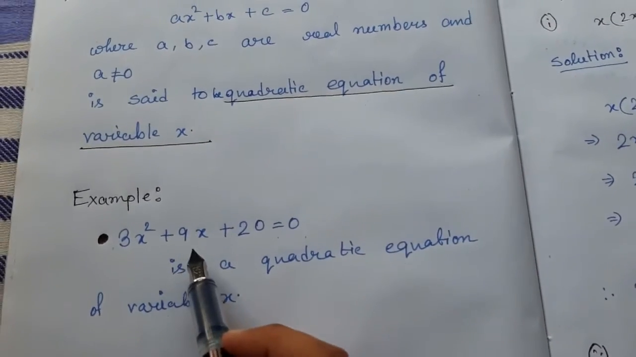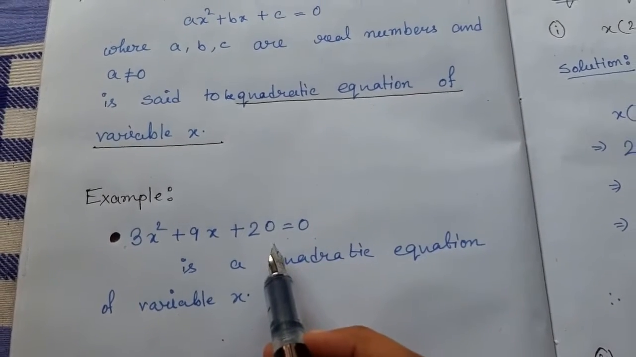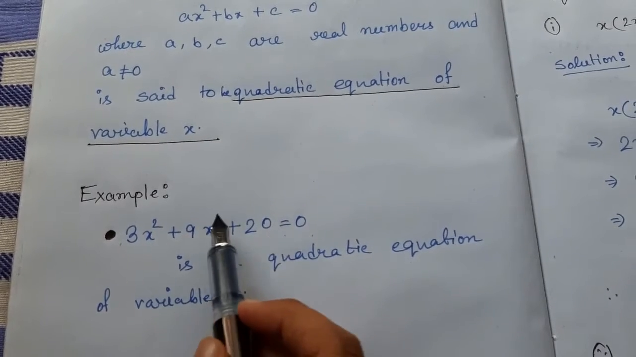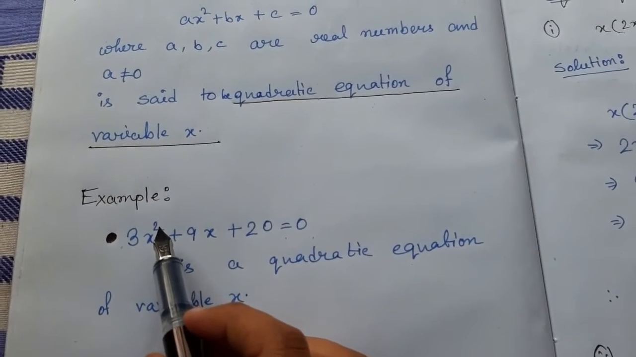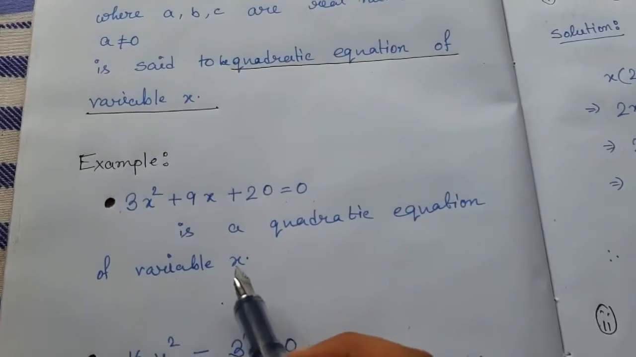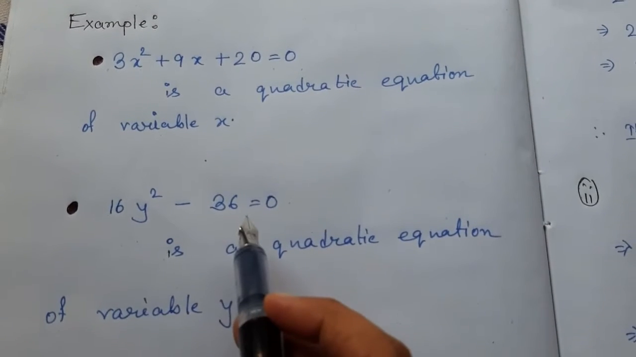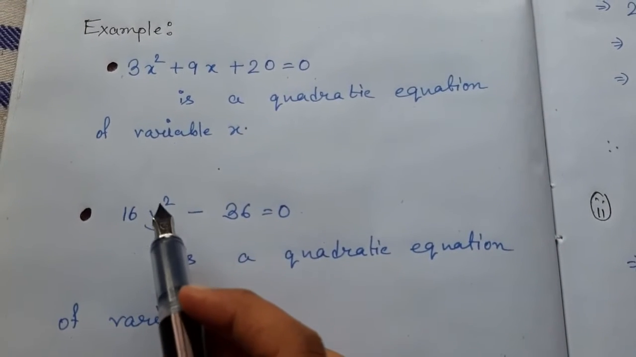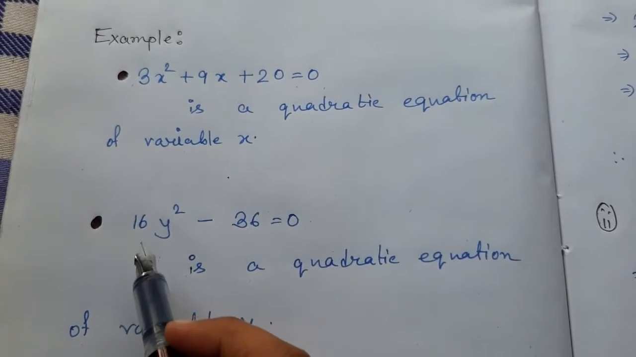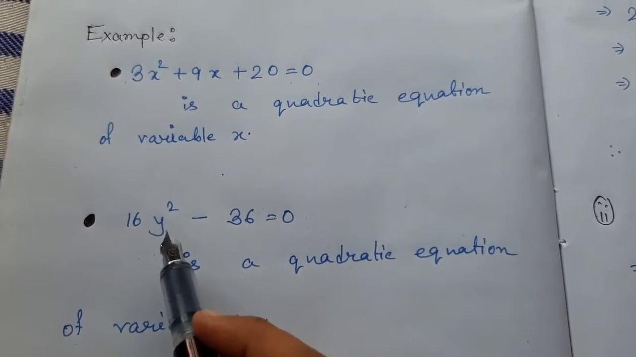So here is some example. Suppose 3x square plus 9x plus 20 equal to 0. 3, 9, 20 are real numbers, and as you can see, the degree of the polynomial is 2. Therefore this is a quadratic equation of variable x. Now second, here 16 minus 36 are real numbers. The degree of the polynomial on the left hand side is 2. So this is a quadratic equation of variable y, because here I used the variable y.